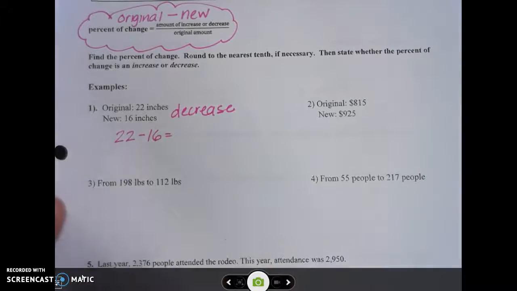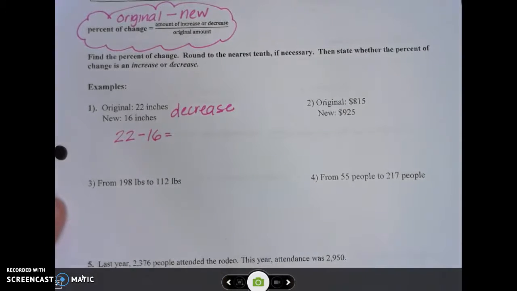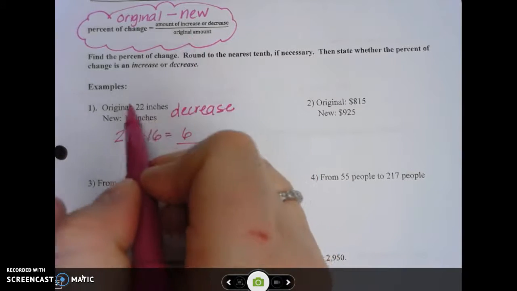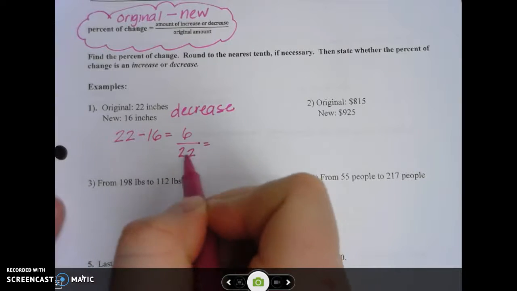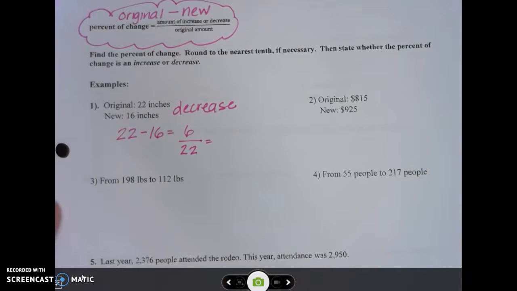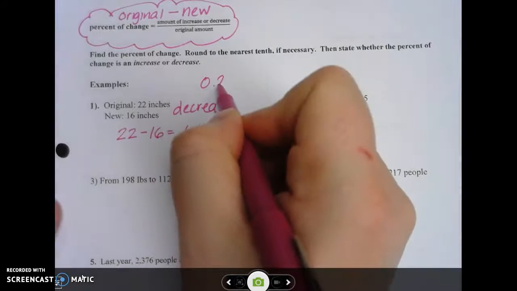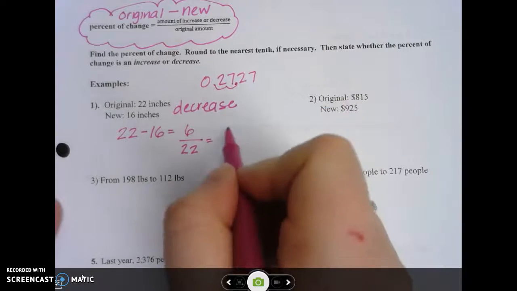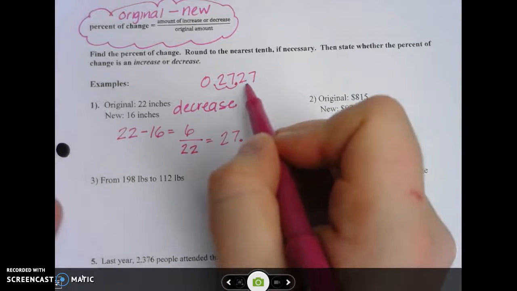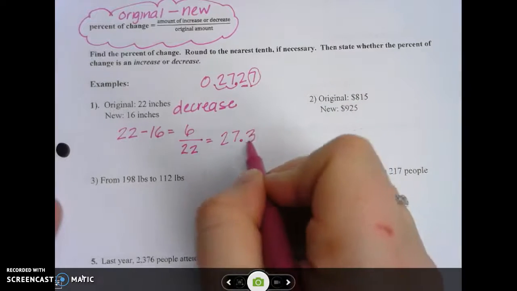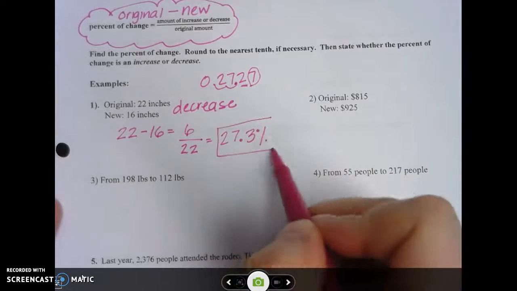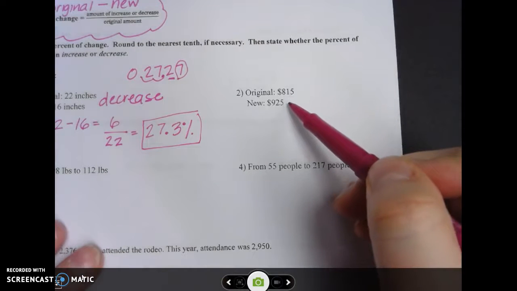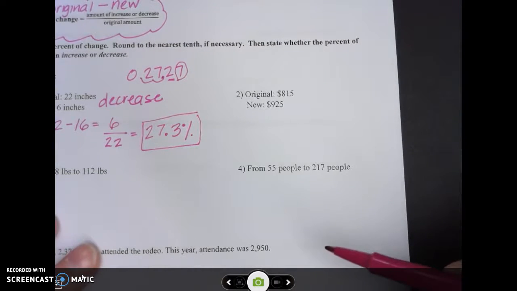What was my amount of decrease? Well, 22 minus 16 is 6. And then I'm going to divide it by my original amount, what I started with, which was 22. So when I take 6 divided by 22 in my calculator, it's going to give me 0.2727, and so on. When I move that decimal 2 times, I get 27 point, and the 7 makes my 2 go up to a 3, so it's 27.3%.